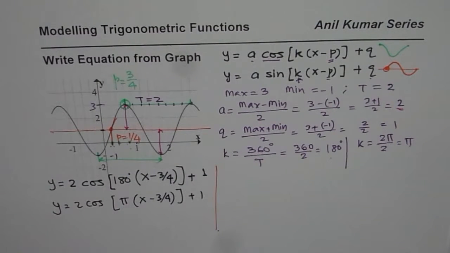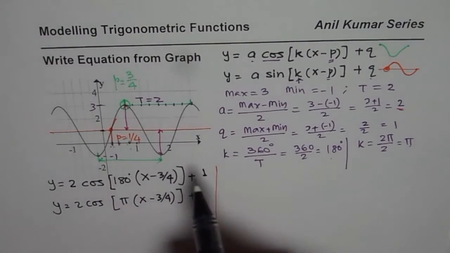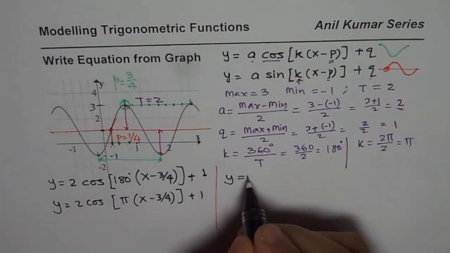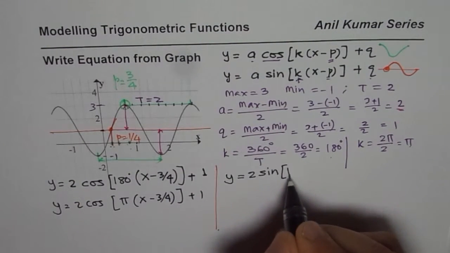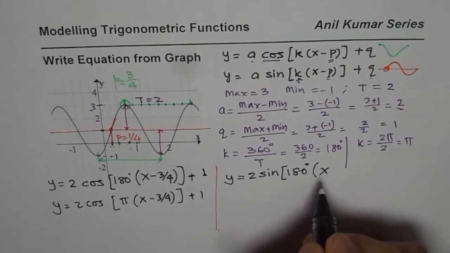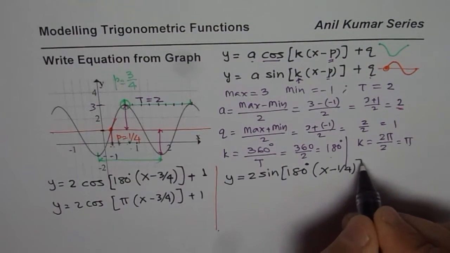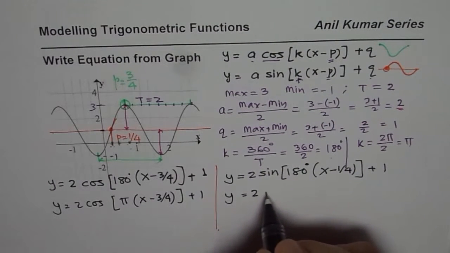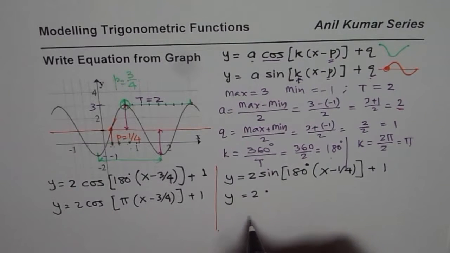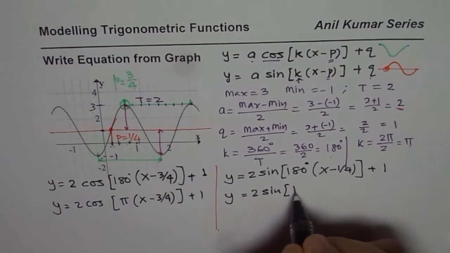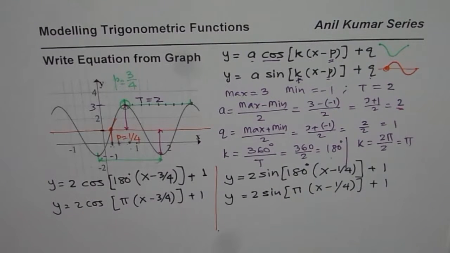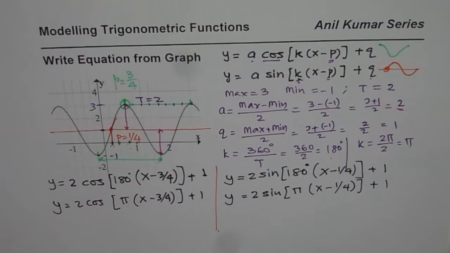Now, the sine graph could be written as, the equation of the graph in sine as a function, is y equals, the rest all remains same, 2 sine 180 degrees x minus 1/4. Do you see that? Plus 1, or in radians, you could write it as 2 sine pi x minus 1/4 plus 1, correct? So that is how you can actually write the equation from the given graph.